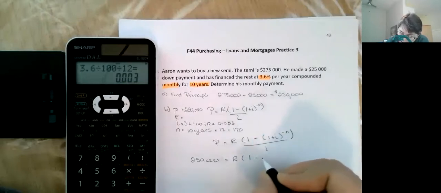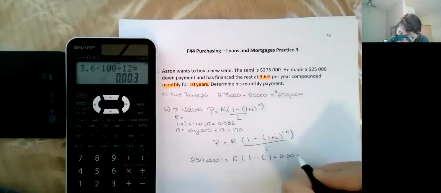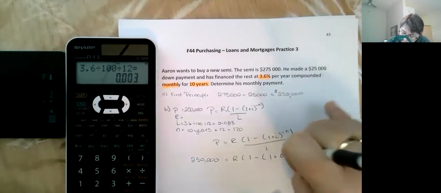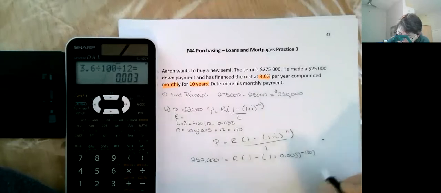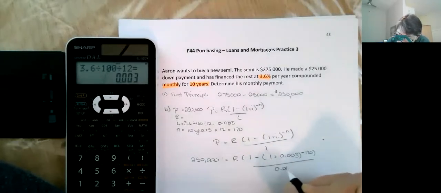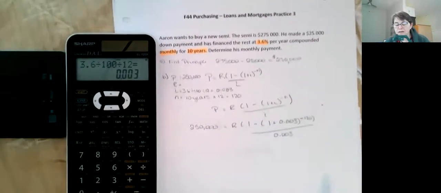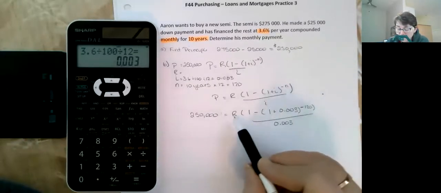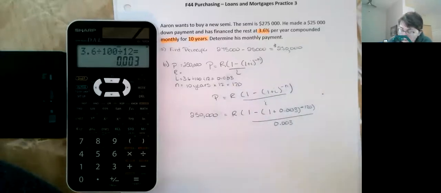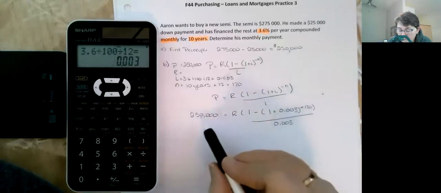1 minus 1 plus 0.003 to the minus N. Nope, I should know that. Minus 120, over 0.003. Remember, when you fill in all your information, there should be only one variable left. That's why when I wrote the N, I knew I screwed up, because I already had an R that I didn't know. Remember the plan, we're going to simplify this part as much as we can, and then we'll just divide this by that.